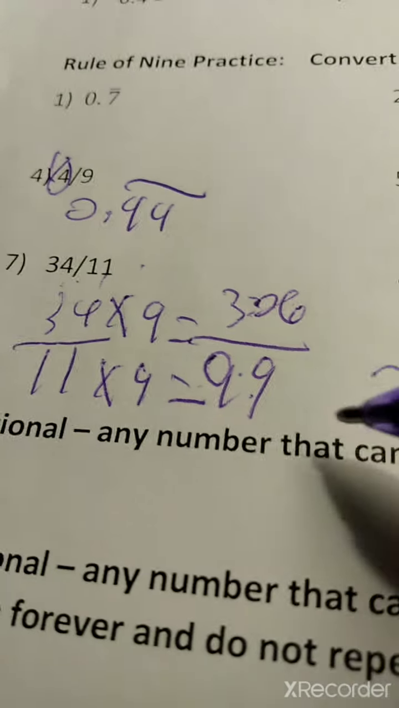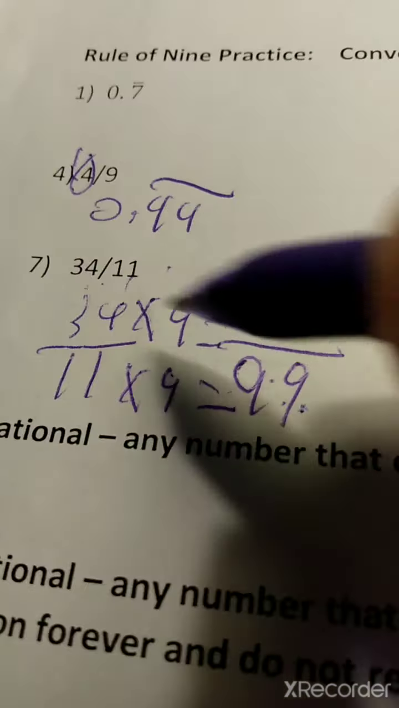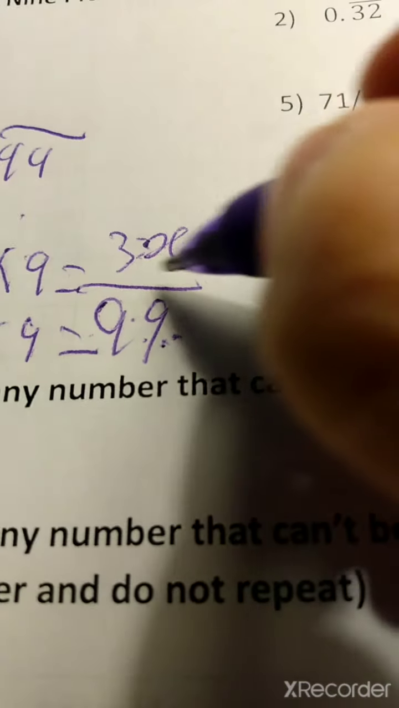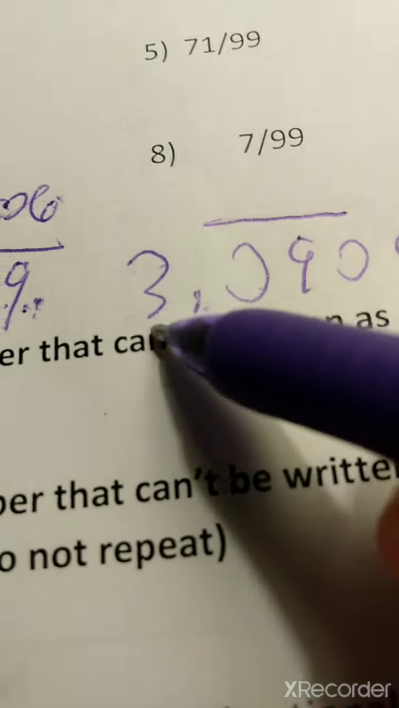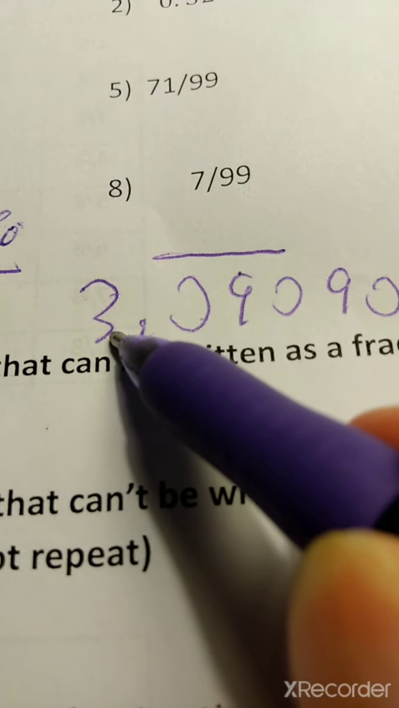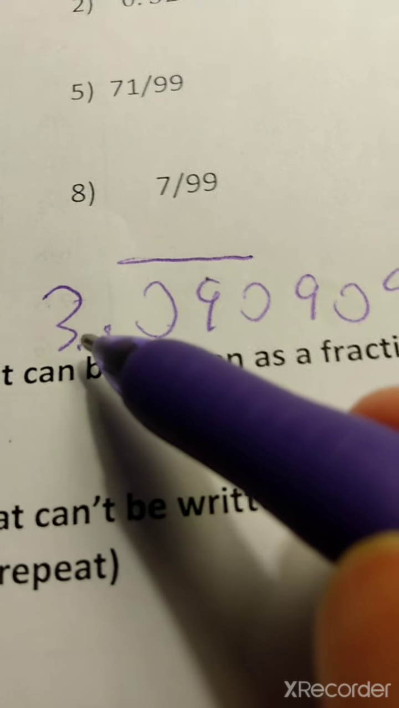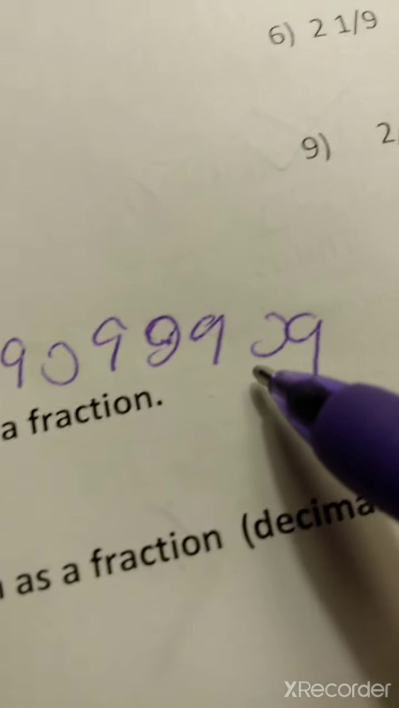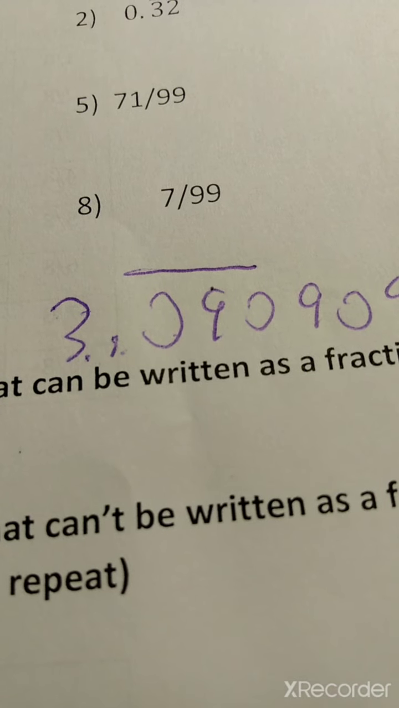So that's what the rule of 9 does. If it's a double-digit denominator, you're going to have to multiply to get to 99, then have that numerator divided by 99. So the rule of 9 is that every time you divide by a number with 9 in it, like 9 or 99, you'll have a number that keeps repeating and repeating. That's the rule of 9.